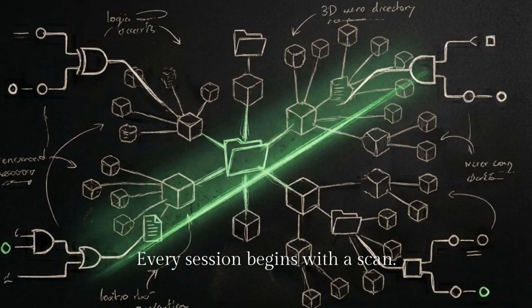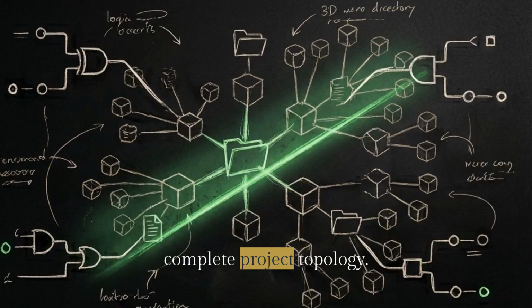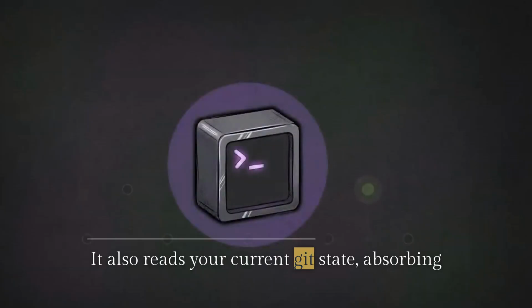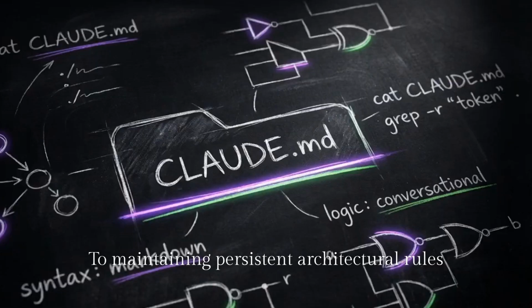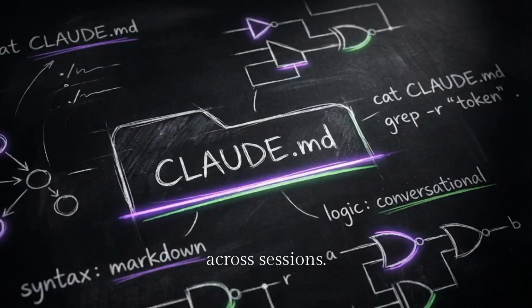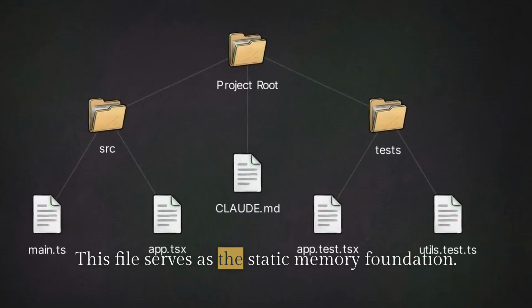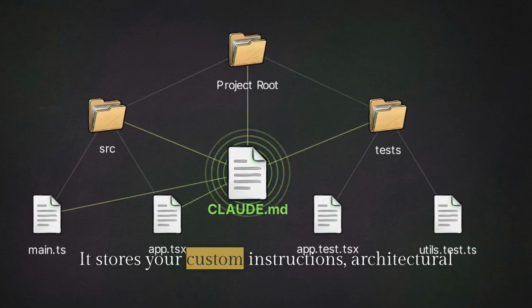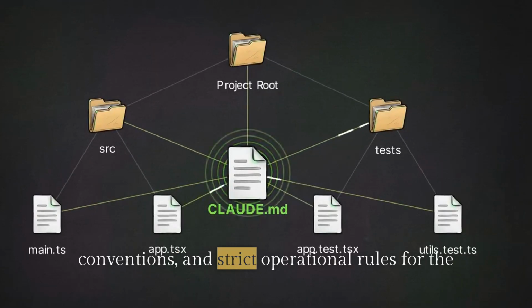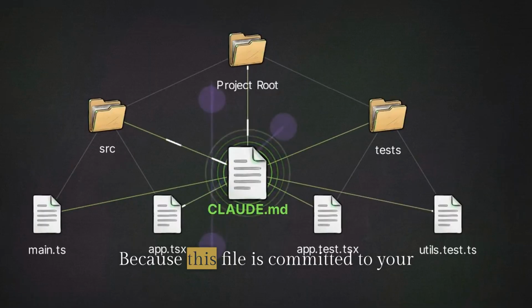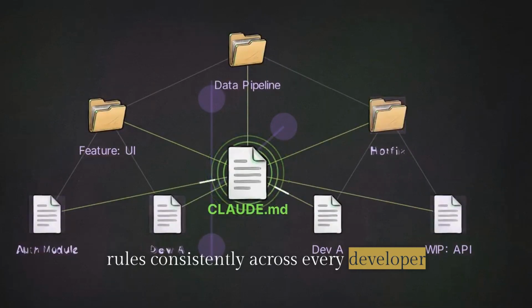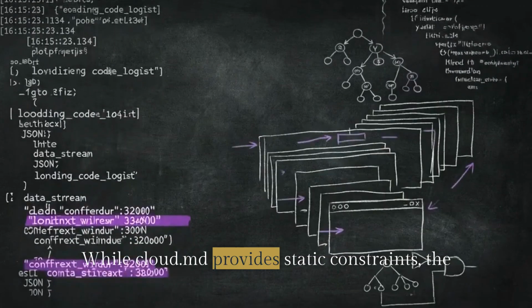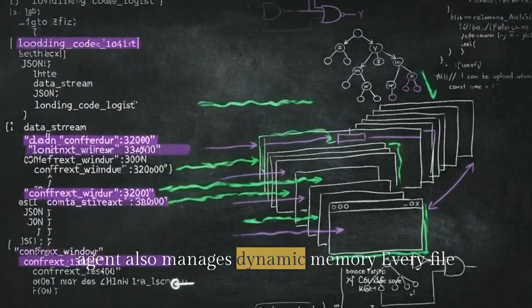Every session begins with a scan. The agent maps your root directory to build a complete project topology. It also reads your current Git state, absorbing your branch history and uncommitted changes before it takes any action. To retain persistent architectural rules across sessions, the system looks for a file in your root directory named Claude.md. This file serves as the static memory foundation. It stores your custom instructions, architectural conventions, and strict operational rules for the project. Because this file is committed to your repository, it forces the AI to adhere to these rules consistently across every developer session.